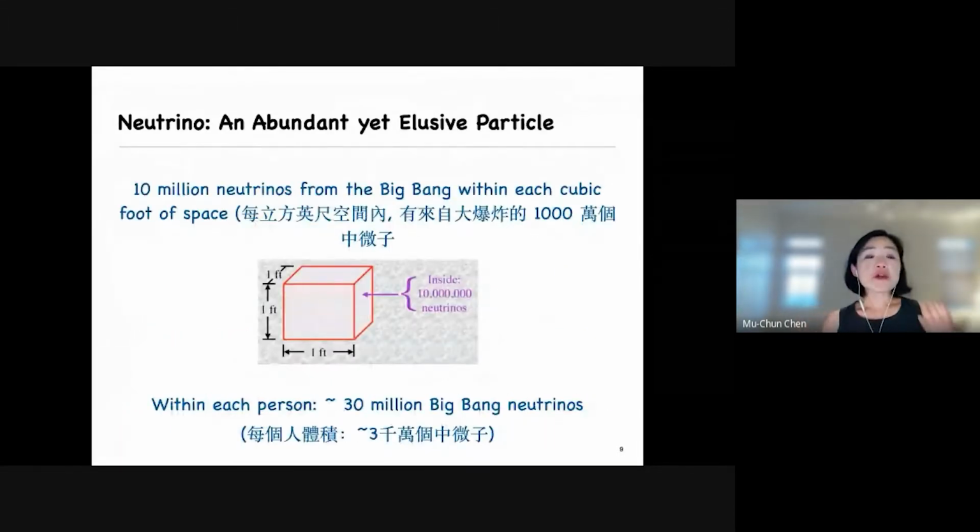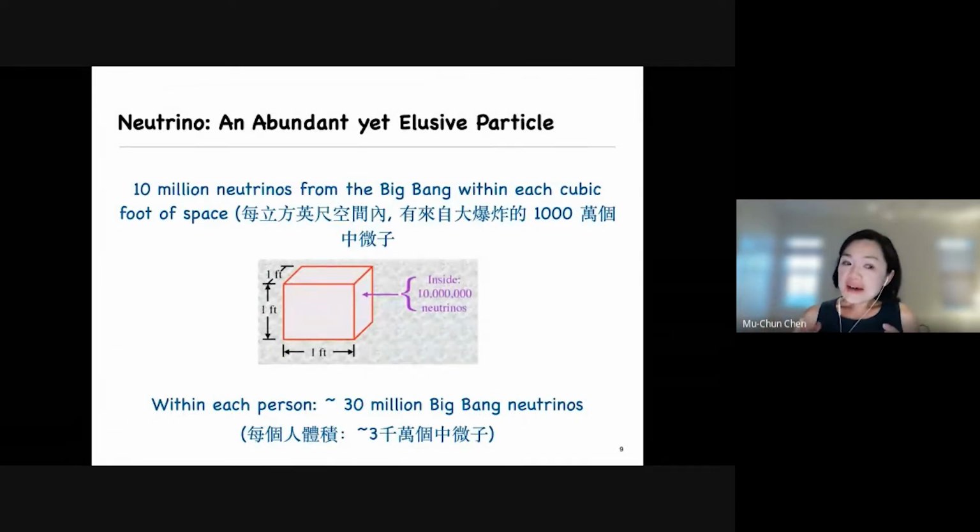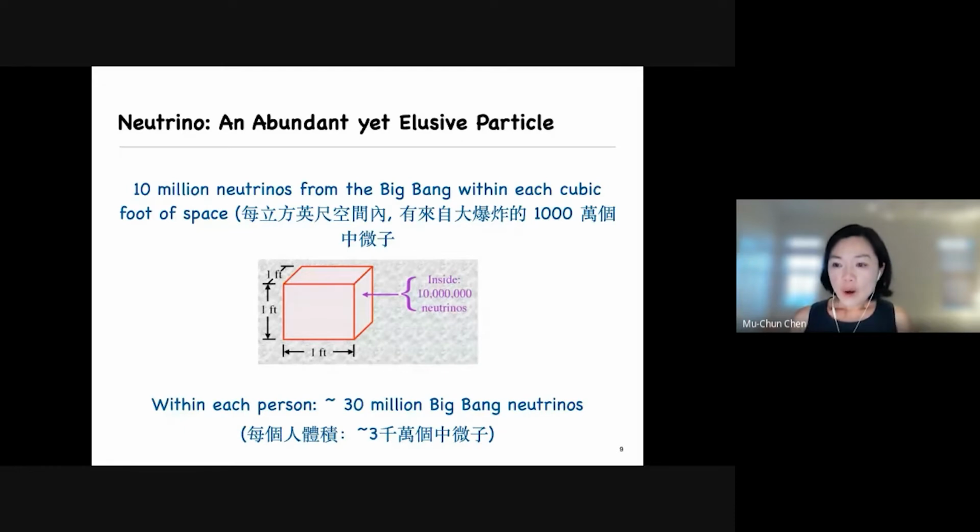So just to give you some perspective of how many neutrinos there are. It turns out there are 10 million neutrinos left over from the Big Bang within each cubic foot of space. So if you take a regular person, a small size like me, in the volume of me, there are about 30 million Big Bang neutrinos. So there's a lot of them.